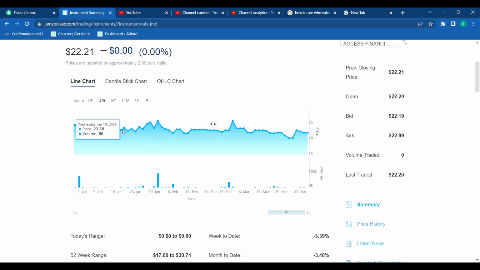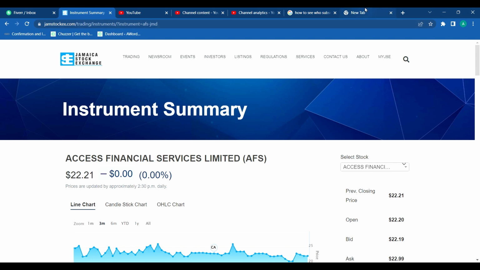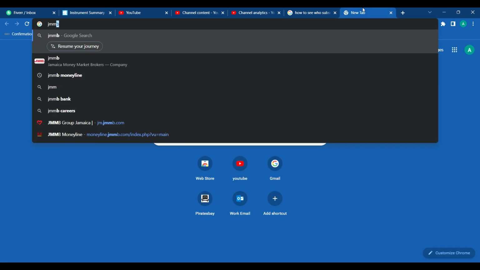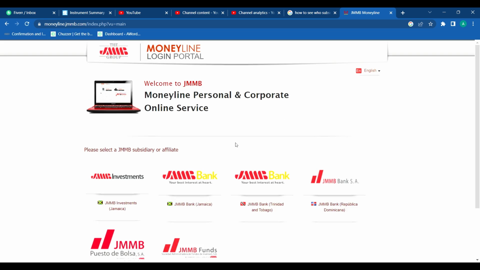Now, let us move on to how you go about purchasing stocks. The best way to go about purchasing stocks is to open an equities account with a broker. The best broker to use, in my opinion, is JMMB, because they have a fairly straightforward platform. The first thing you need to do is go into JMMB and tell them that you're opening an equities account. An equities account would be similar to a bank account, only that this is the type of account you use to buy and sell your stocks.